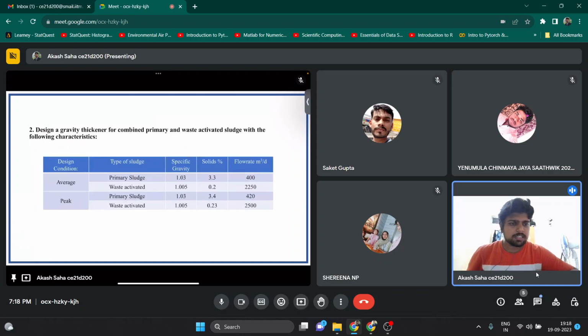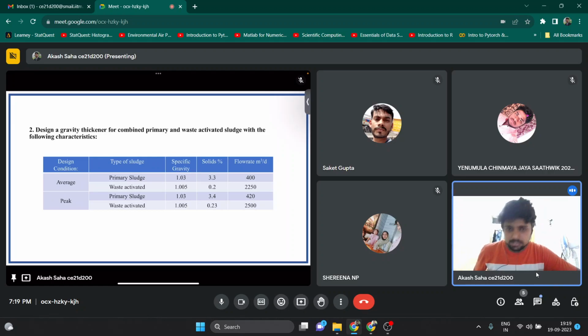Okay. So the next question is a design type of problem. Here we have to design a gravity thickener, for both combined primary and waste activated sludge. So we have to take care of all the sludge, both the primary and the waste activated, and the characteristics are given. In the characteristics we have the specific gravity, the solids percentage, and the flow rate. It is given for both peak and average flow conditions. Okay. So we will see how to design a gravity thickener.